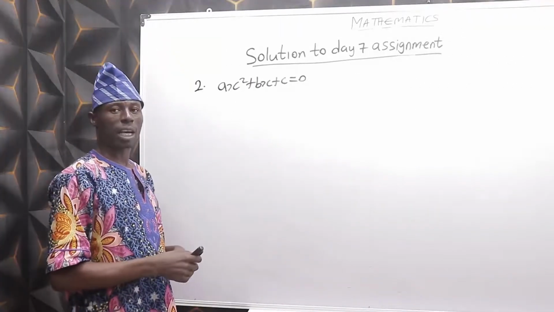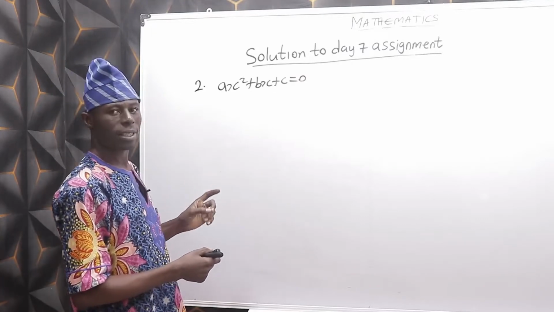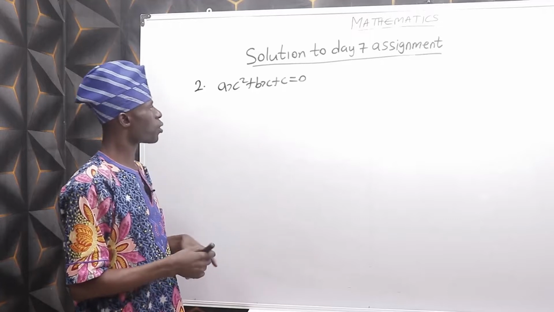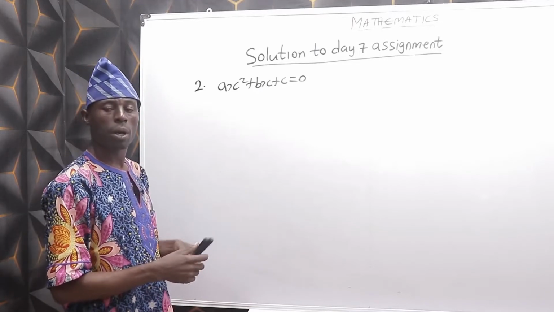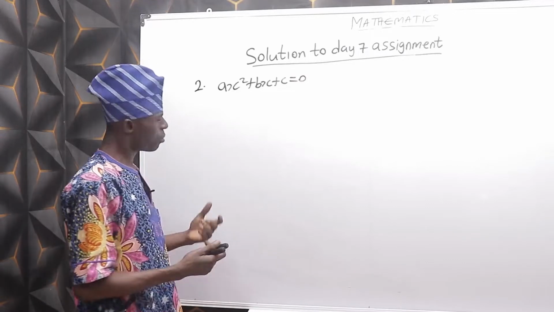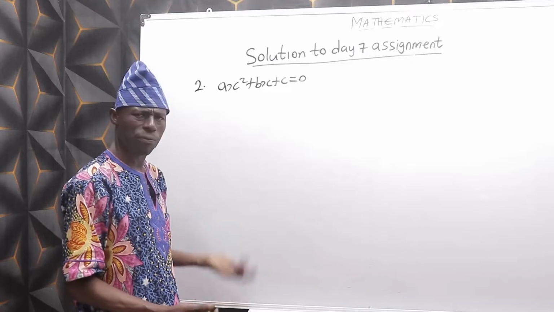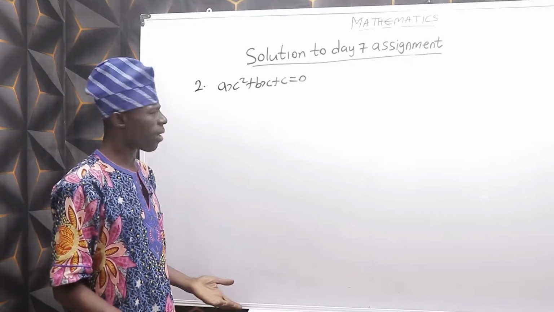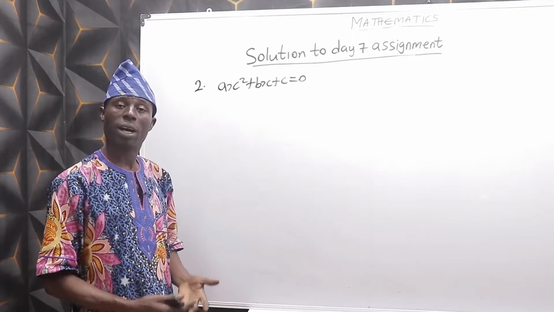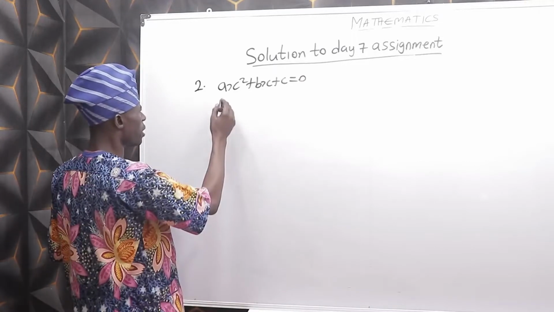The last question in the assignment is: solve for x in ax squared plus bx plus c equals 0 using the completing the square method. You're wondering, how am I going to do this? There's no figure, nothing. So far you have to use the completing the square method. Follow the process. There's no big deal.